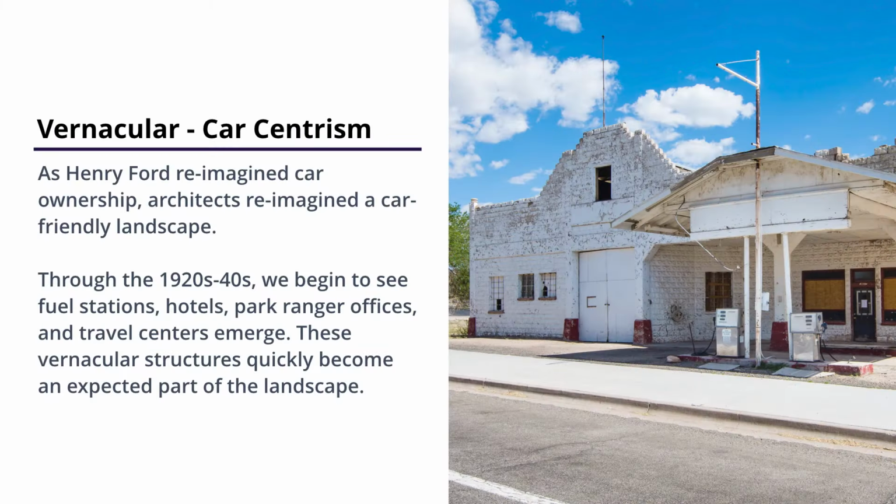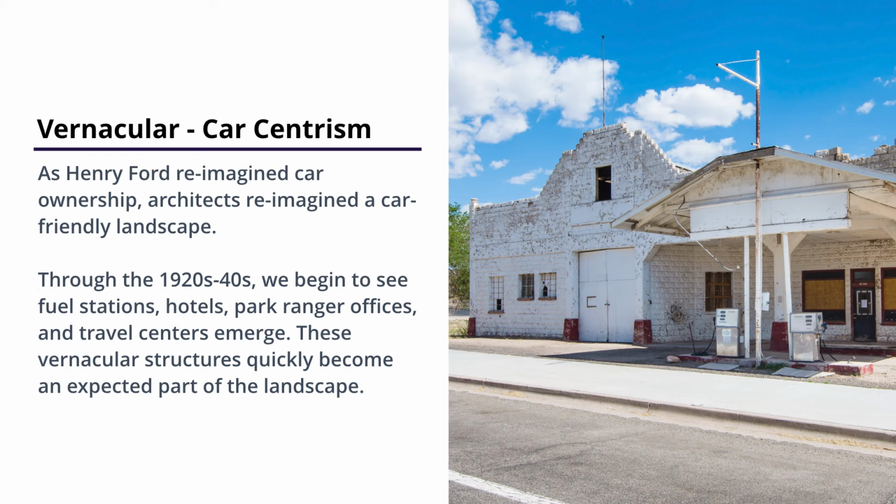So now let's talk about some 20th century vernacular structures here. I'm sure as many urban planners are aware, throughout the 20th century we see car ownership, car culture start to emerge in America and really dominate America by the 50s. So as we see this rise in car centrism through the 20s, through the 40s, etc., we start to see a rise in vernacular structures to serve this new phenomenon. We see fuel stations, hotels, parks, park ranger offices, travel centers, all starting to emerge in response to this particular object, which is fascinating.